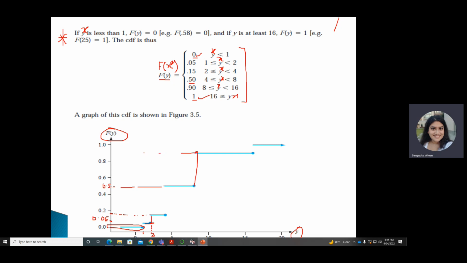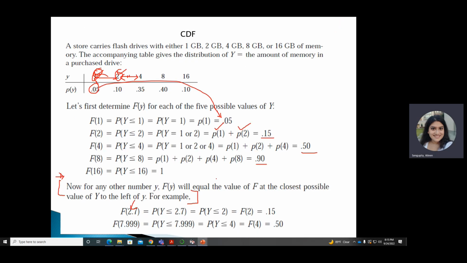It goes up here, and then it stays up here. And then again, at a specific point, it goes up there, and it stays up there, right? So the minimum possible value is 0, the maximum possible value is 1. That's how you basically draw a CDF. How to find out the CDF, though? You have to find out for each specific point if it's a discrete random variable. For continuous cases, we'll see again why and how. But we are discussing discrete cases.